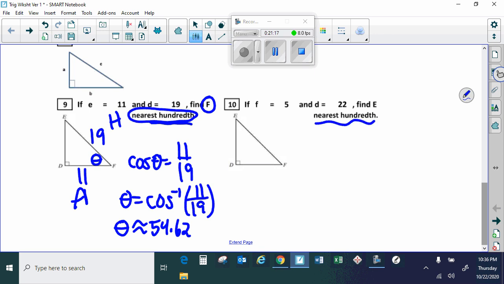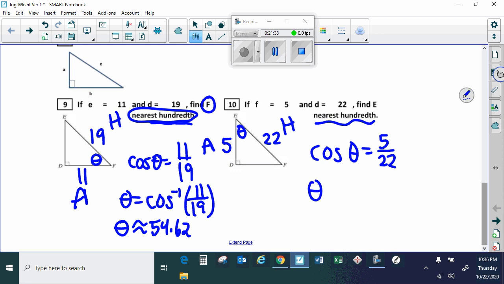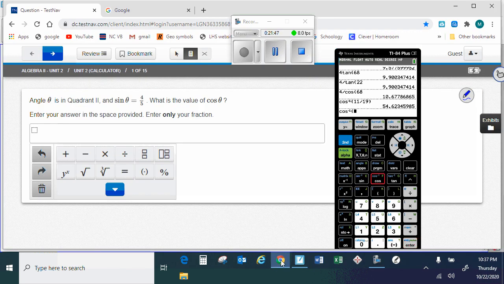Here's another one. The practice one just like it. Little f is 5, little d is 22, and big E, which means that's the angle we're solving for, is to the nearest hundredth. So again, this is the adjacent over the hypotenuse. So I have cosine of theta equals the adjacent 5 over the hypotenuse 22. Again, I apply inverse cosine of 5/22 to both sides. Plug in my calculator, inverse cosine of 5 divided by 22.